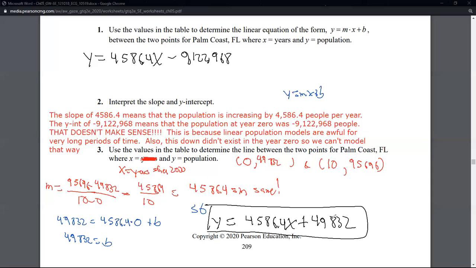You know what's awesome about this model? The interpretation of the initial value makes complete sense. This does not say at year 0 the population was 49,832. This says 0 years since 2000 the population was 49,832. Which makes complete sense because look at this, it's exactly what we were told. So that y-intercept makes much, much more sense, and I'm about to write those interpretations.